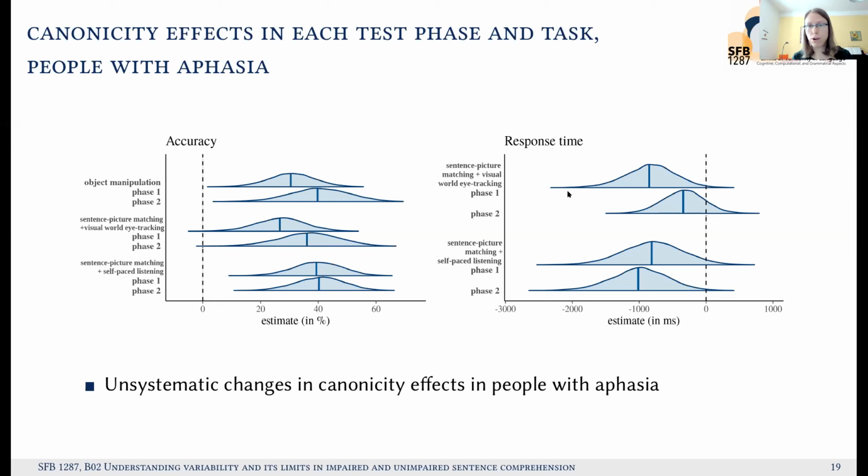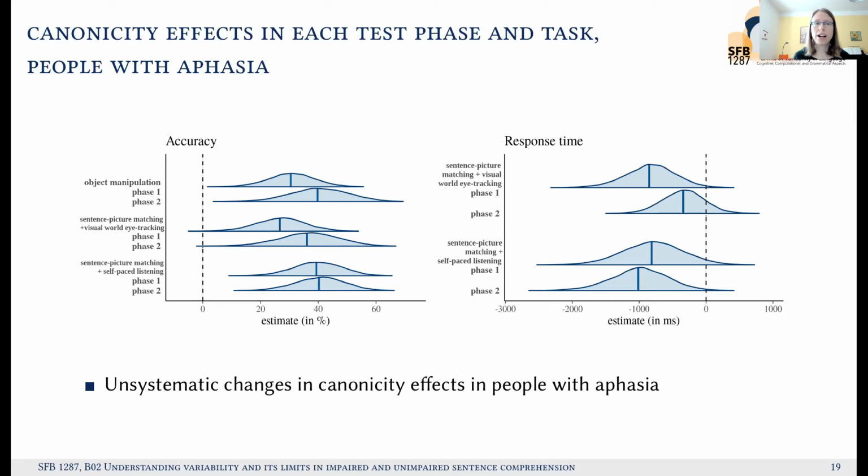And when we look at the response times, we see a shift of the distribution towards 0 in the first sentence picture matching task and a shift away from 0 in the second sentence picture matching task. So when we look at all of these results together, there seem to be more unsystematic changes in the canonicity effects in the people with aphasia in comparison to our language unimpaired adults.